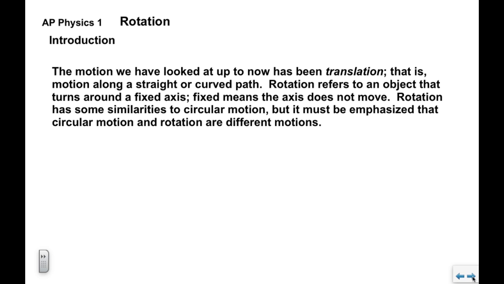So up until now, the motion we've looked at has been what we call translation. That is motion along a straight or curved path. Rotation refers to an object that turns or spins around a fixed axis. Fixed means that the axis itself does not move.